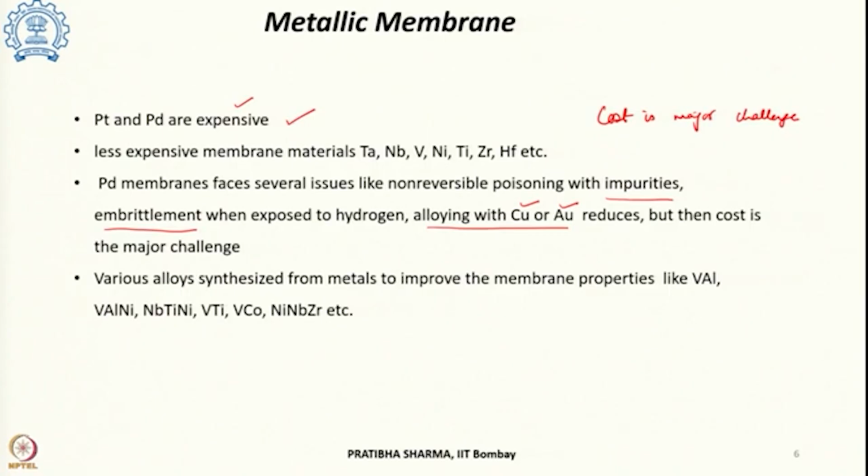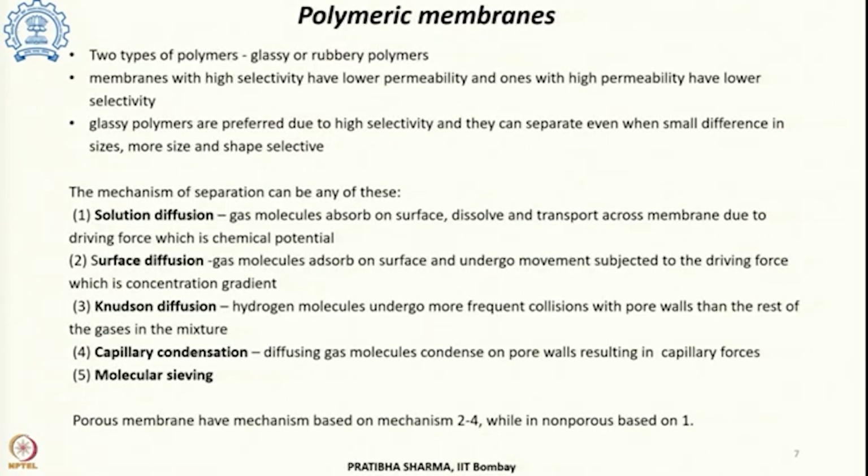Now compared to palladium and platinum, there are less expensive metals which can be used for separation, like tantalum, niobium, vanadium, nickel, titanium, zirconium and hafnium. These are pure metals which can be used for separation. Then there are alloys synthesized from these metals to improve the membrane properties, like vanadium aluminium, vanadium aluminium nickel, niobium titanium nickel, vanadium titanium, vanadium cobalt, nickel niobium zirconium and various other combinations, which can be used for making metallic membranes that can separate hydrogen.